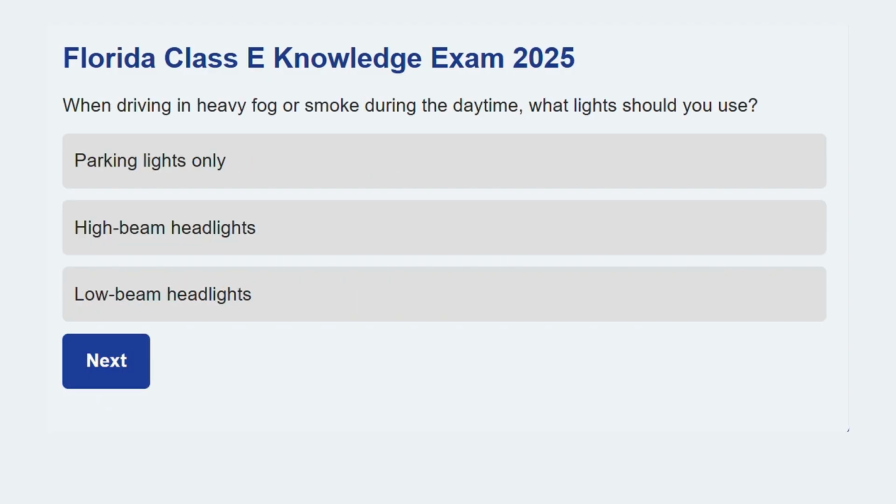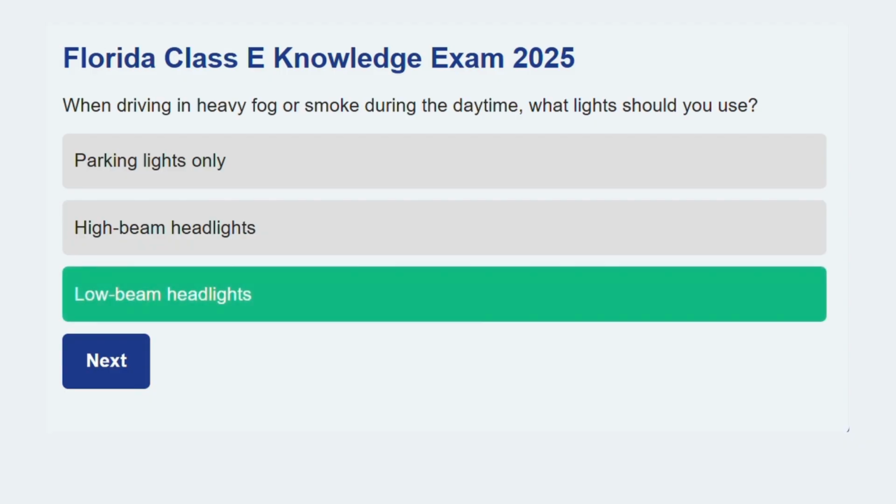Let's see this one. When driving in heavy fog or smoke during the daytime, what lights should you use? Low beam headlights. Low beams minimize glare and make your vehicle visible to others.